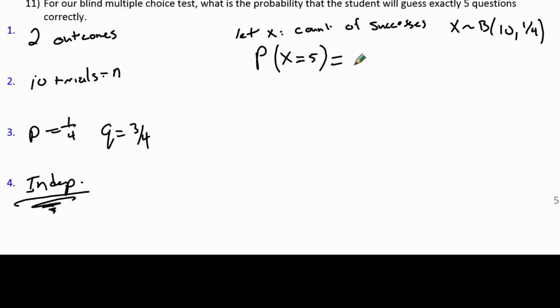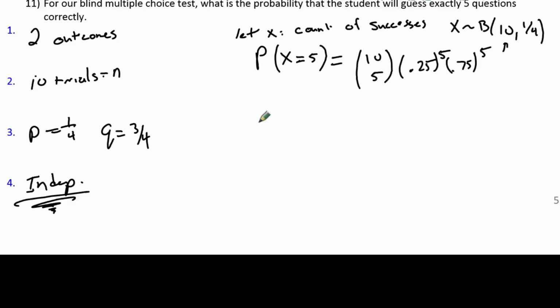So our formula is we have 10, and we're going to choose 5 of them. And then what's the probability of success? Well, we have 0.25. How many successes do we need? We need 5 successes. We have 0.75 chance of failure. And how many failures are there? If there's 5 successes, there are going to be 5 failures, because there's 10 trials. So this will give you the answer.